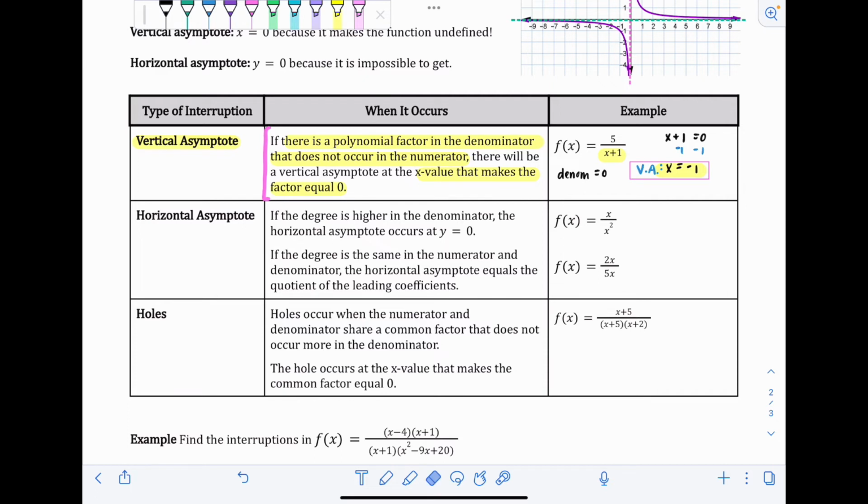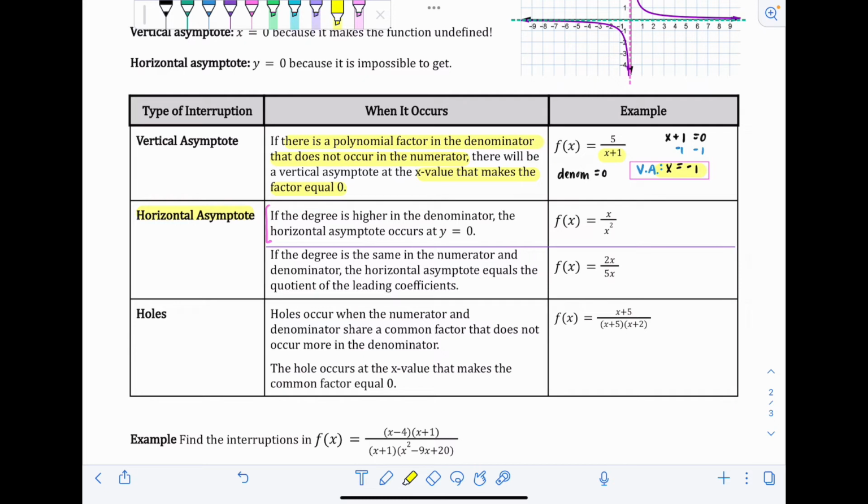Okay, and then moving down to horizontal asymptote. For horizontal asymptote, there's kind of two cases. So if the degree is higher in the denominator, the horizontal asymptote occurs at y equals 0. So I'm going to separate this into two sections because it is two different sections. So there's case 1 and case 2. The first case, if the degree is higher in the denominator, the horizontal asymptote occurs at 0.